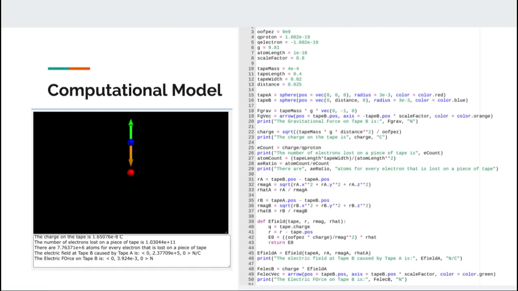So here's a computational model. It pretty much just reiterated what we had calculated already. You can see the top tape and the bottom tape there with the two forces that acted on tape B.